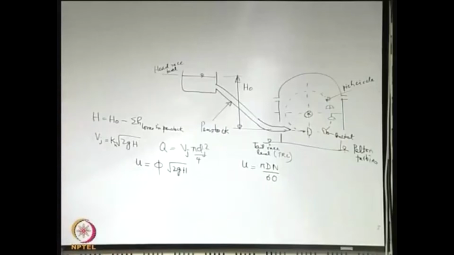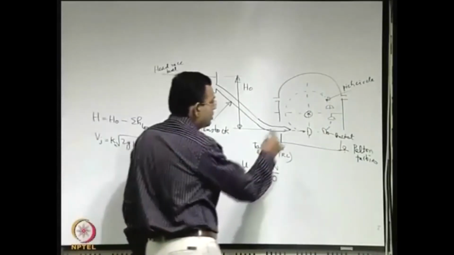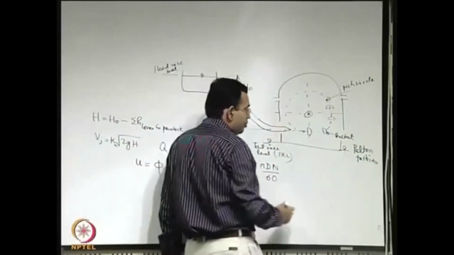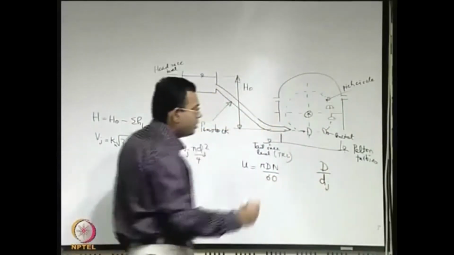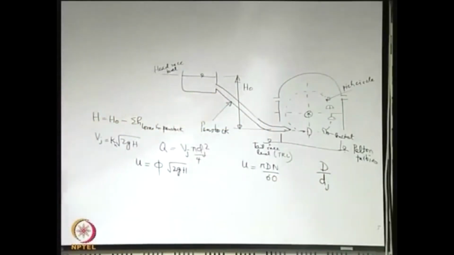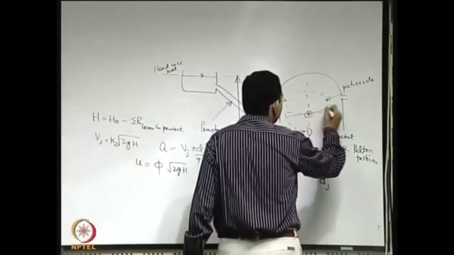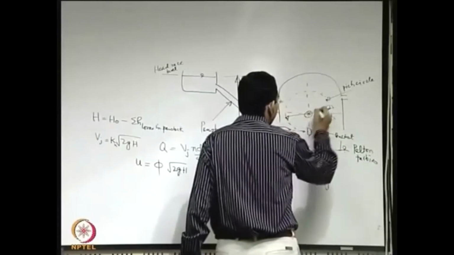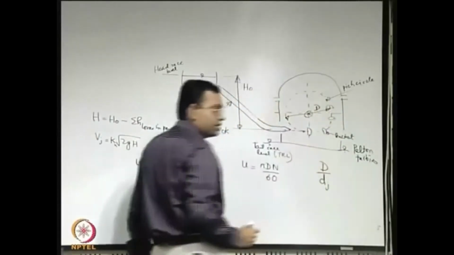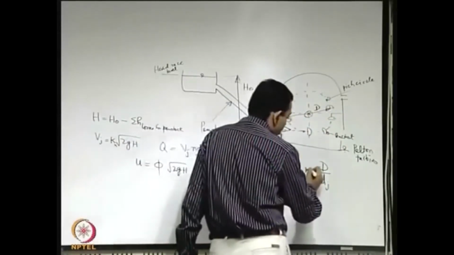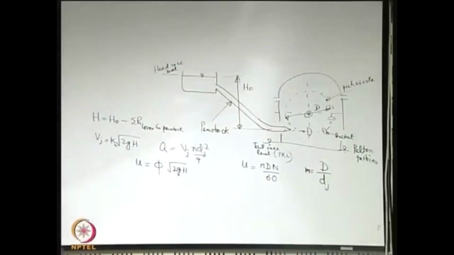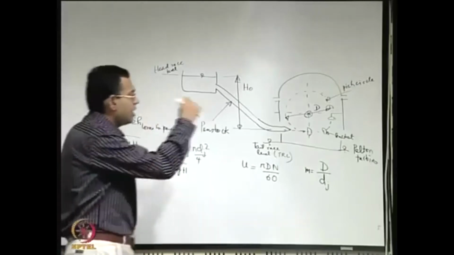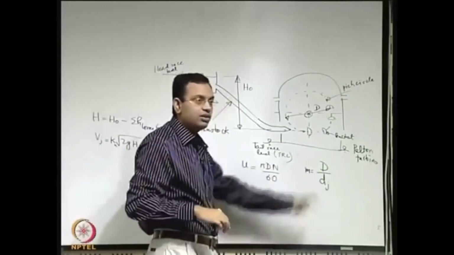Now, there are many other important parameters. One important parameter is the ratio of the diameter of the wheel, that is capital D, to the diameter of the jet, and this is a very important ratio, and the number of buckets in a wheel is dependent on this ratio.